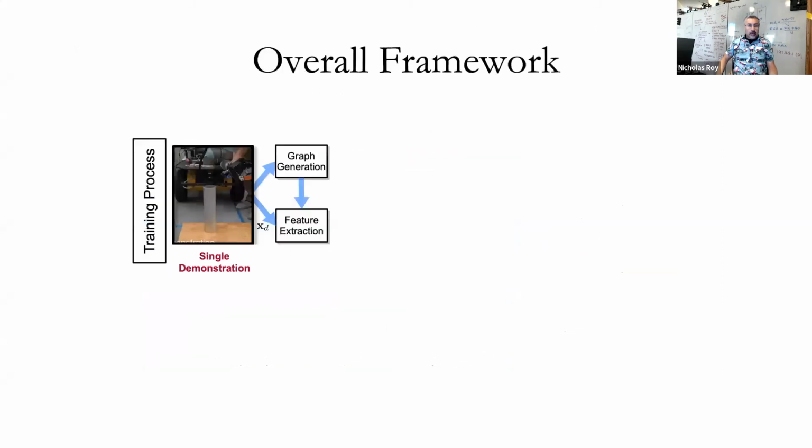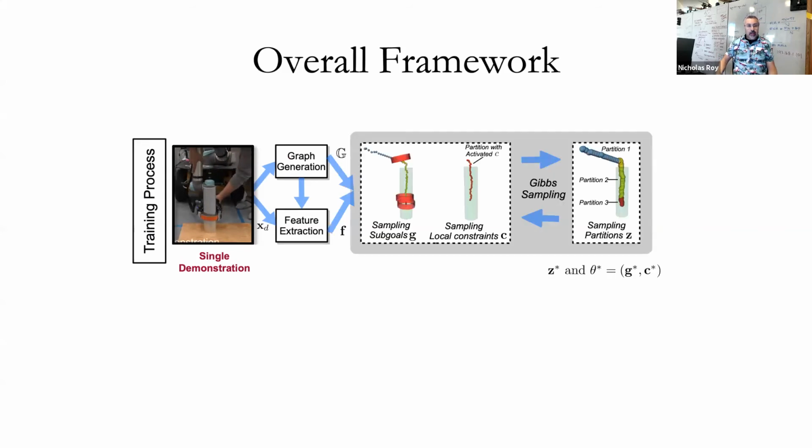So the actual learning process is, given a demonstrated trajectory, such as the robot trying to put a clamp over this pipe, we extract features from the trajectory, and then from those features we try to infer both the partitioning and the active constraints, along with where the partitions are along the time duration of the trajectory.